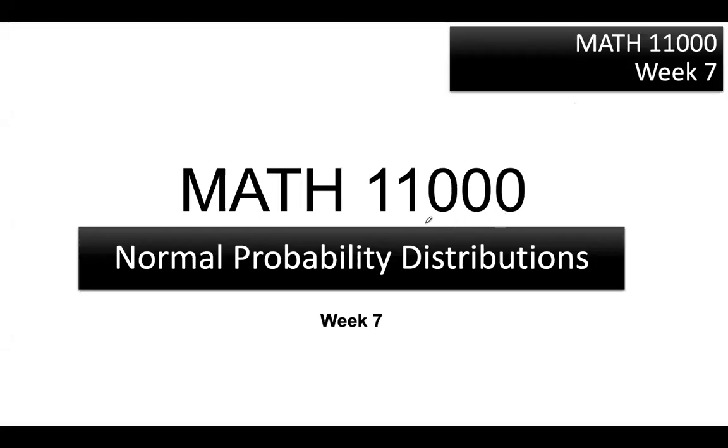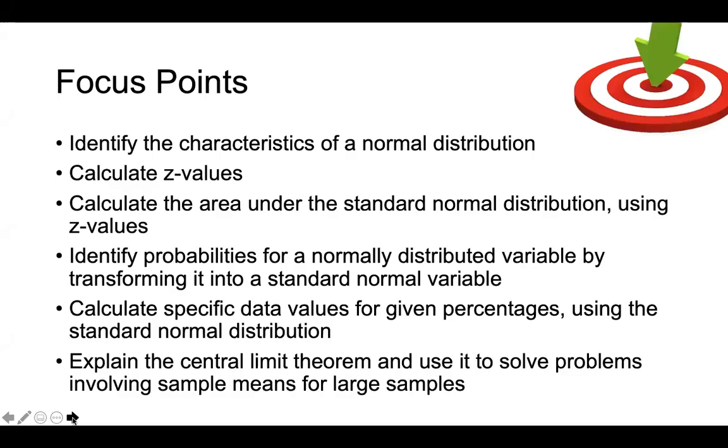So normal probability distributions. This is a very important topic that we'll be discussing today. If you learn one topic, it's definitely, I don't know if I should say the most important, but it's a very important topic used in statistics and probability. So we're going to identify the characteristics of a normal distribution. We're going to calculate these things called Z values. And this is of utmost importance again and again and again. You'll definitely see this on your test. You'll definitely see this on your final test.